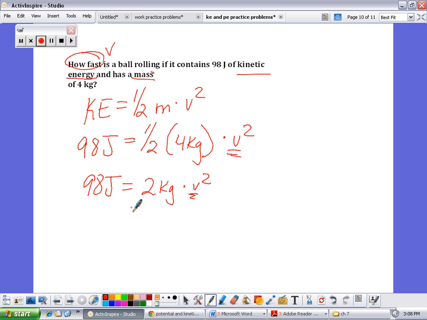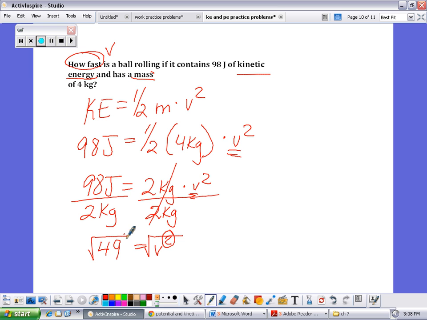To get v by itself, we do the opposite of multiplying. We divide by 2 kilograms. So those two cancel out, and 98 divided by 2 kilograms gives you the answer of 49. And that equals v squared. But we don't stop there because we need to get rid of the square. So we take the square root on each side, and the square root of 49 is 7, and we're looking for speed, so it's meters per second is our label unit.